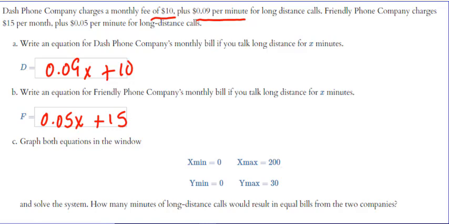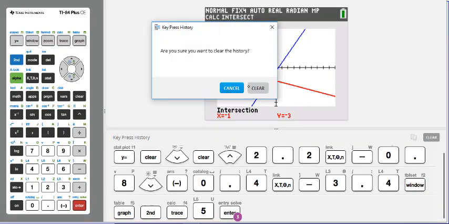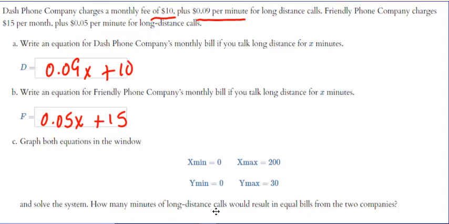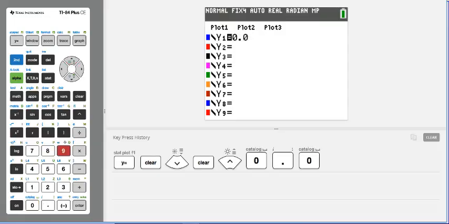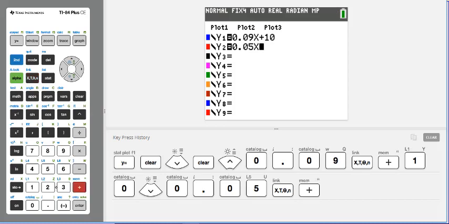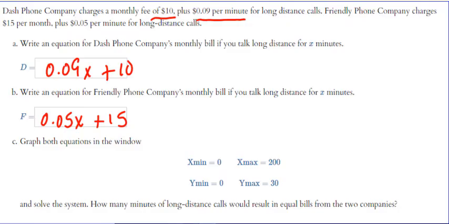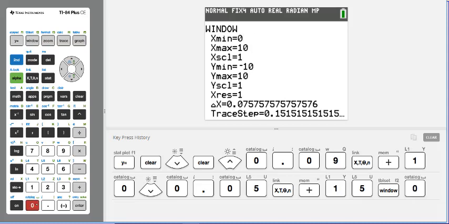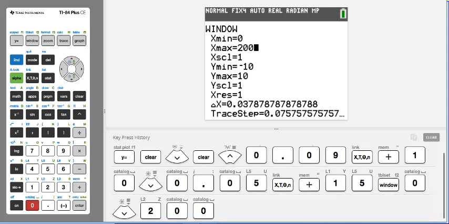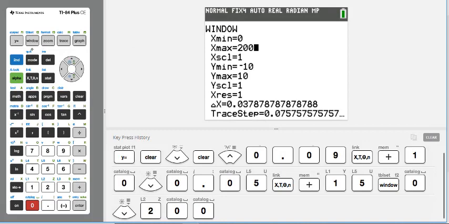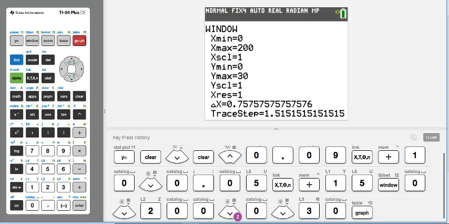So, all right, let's go back and look at our calculators. Clear this out. And then we're going to go Y equals and clear out the 2 in there. 0.09x plus 10. And I think the second one was 0.05x plus 15, if my memory serves me right. Yep. All right, so 0 to 200. And then they said, just for grins and giggles, we'll do 0 to 30, like they said.